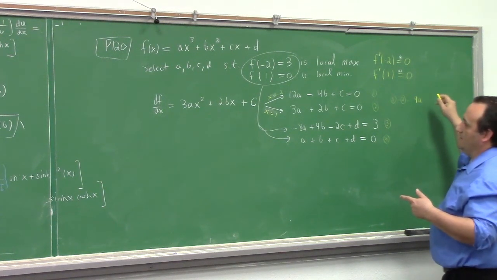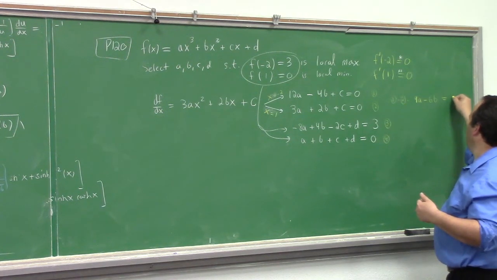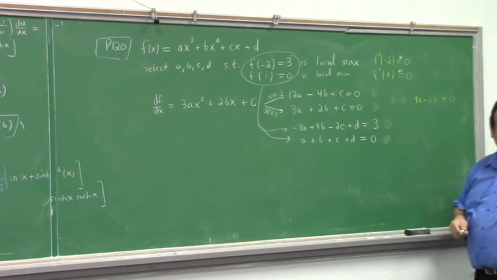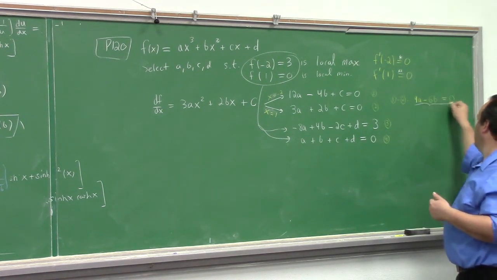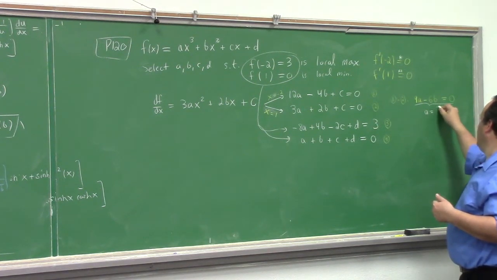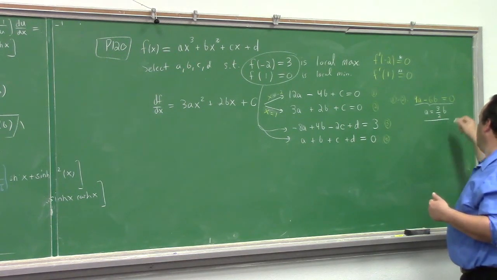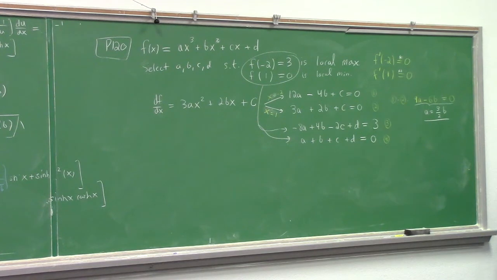Yeah, 9a minus 6b equal to 0, right? So I would take that and say, okay, so a is equal to 3 halves b. That's pretty nice. I'm going to store that away, right? And how about the last two equations?